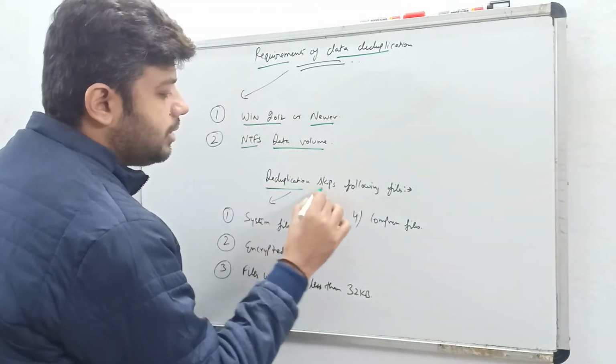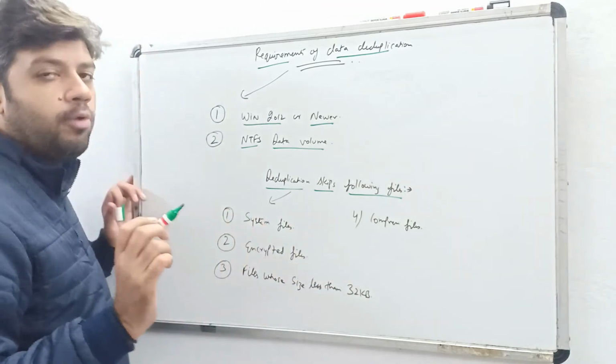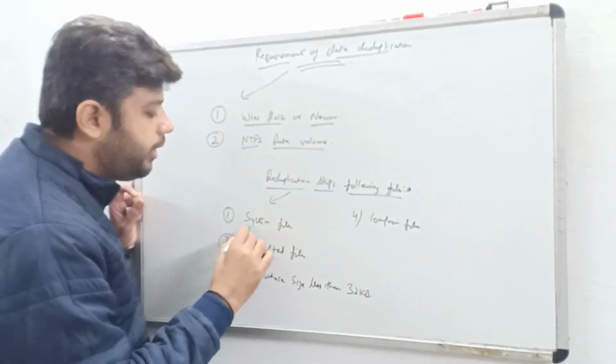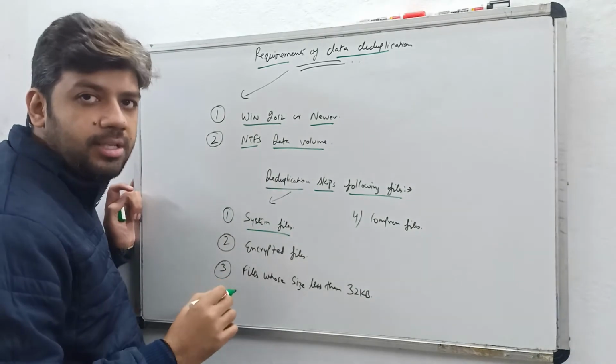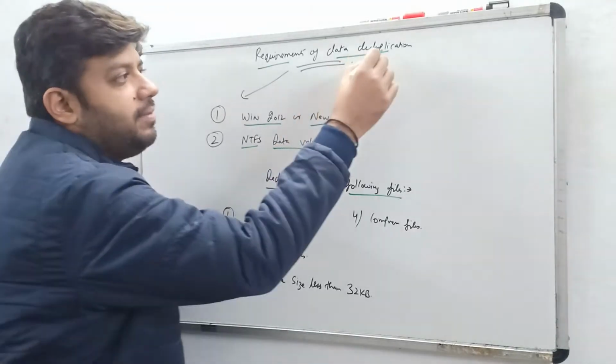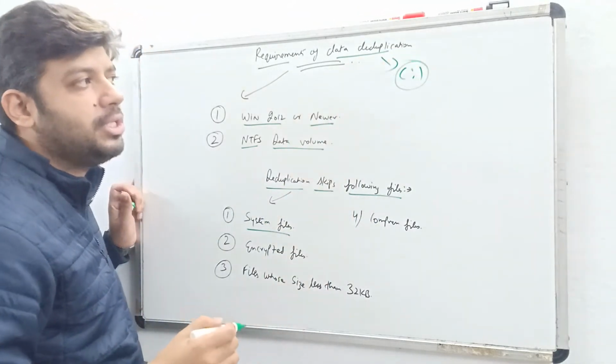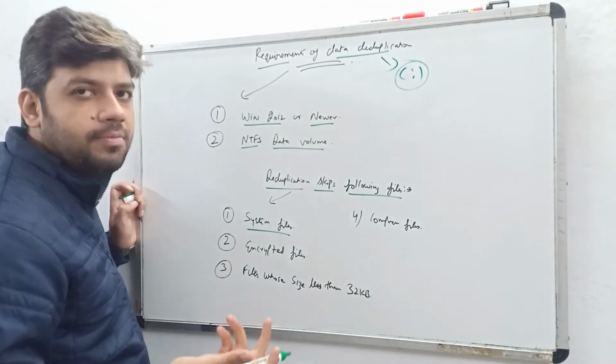Now deduplication skips the following files. So which files is deduplication not working on? Number one is system files, meaning you're writing system files. That's why we're not able to use this service on C drive. We're not able to use deduplication on C drive because C drive contains system files.